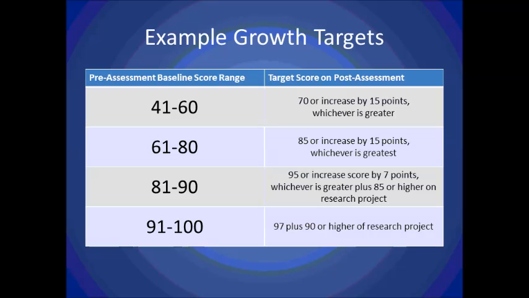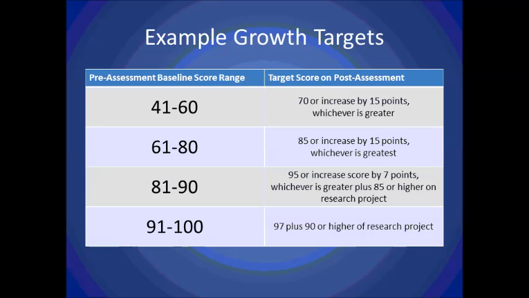So this is an example for if a student got between a 41 to a 60 on this pre-assessment, whether that's a percentage or that was out of 100 points, then their target score could be set differently than if somebody got a 61 to 80. So in the chart, you can see that for the 41 to 60, the target would be 70 points or to increase by 15 points, whichever was greater. And that differs from the 61 to 80 because they want them to get to 85 or to increase by 15 points, whichever is greater.